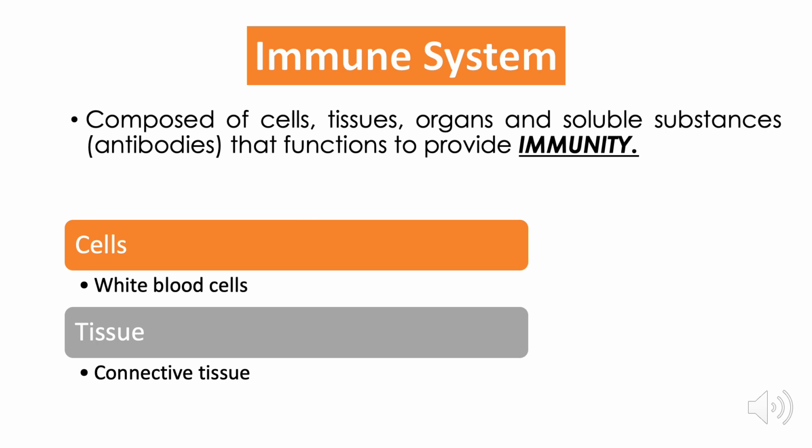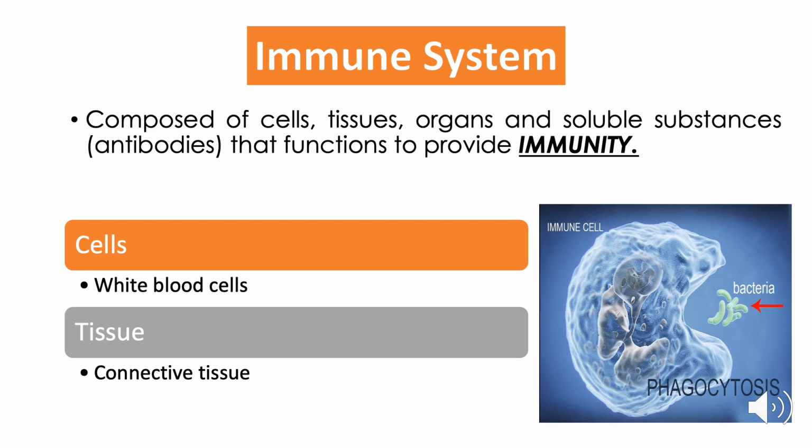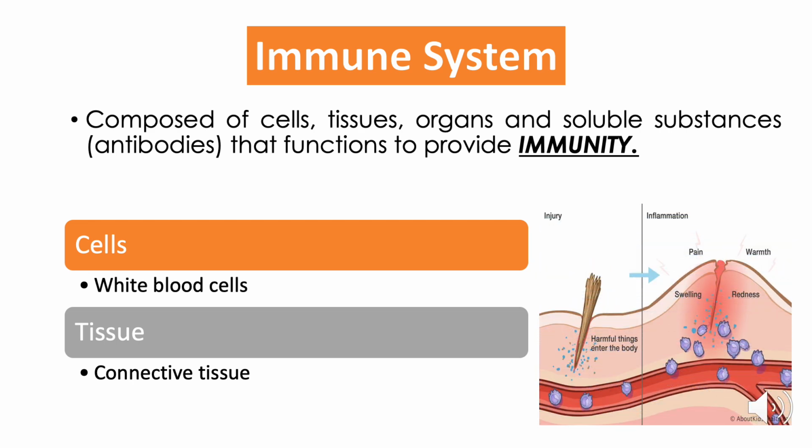At this point, we will be discussing the individual components of our immune system. Let us first start with the cells. A good example is our white blood cell. As you can see in this picture, this white blood cell will kill foreign materials such as bacteria, yeast cells, and so on. And phagocytosis will lead to the killing of such foreign material. Another component of the immune system is the tissue, and the best example I can give you is the connective tissue. We will discuss this on the next slide.